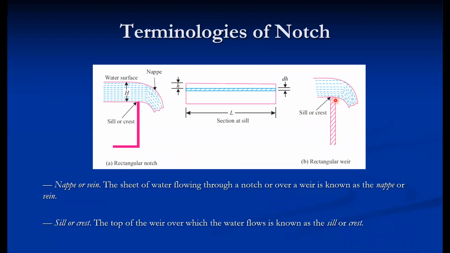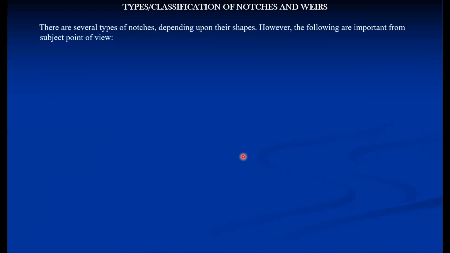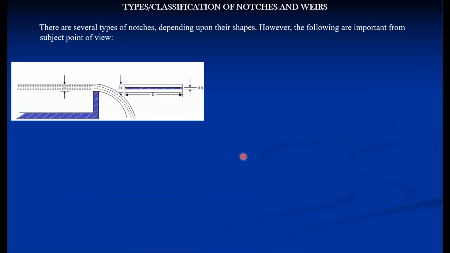The edge over which the water flows is called the sill or crest. So these are the two terminologies associated with a notch. There are different types of notches and weirs. There are several types of notches depending upon their shapes only. However, the following are the important ones. There are many.